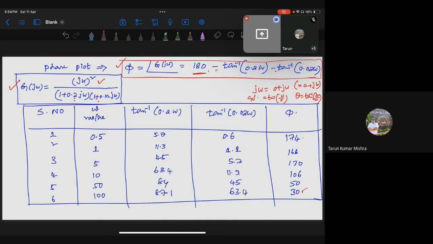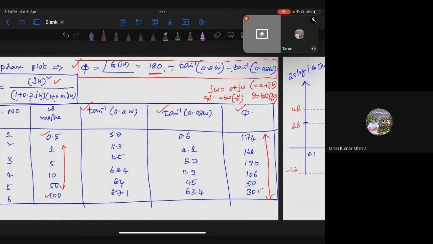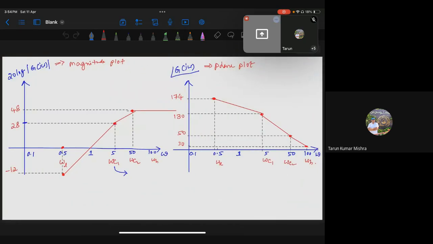Now what we do is, what is our starting and ending? Omega L is 0.5 and omega H is 100. You take some different values in between, calculate these terms, and finally calculate phi. Is this clear? Now draw the Bode plot. Bode plot is drawing the magnitude plot and phase plot. How do you draw the magnitude plot?